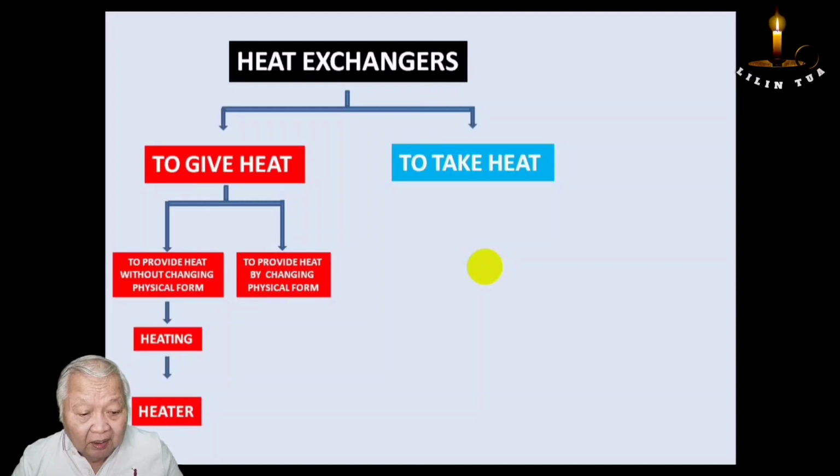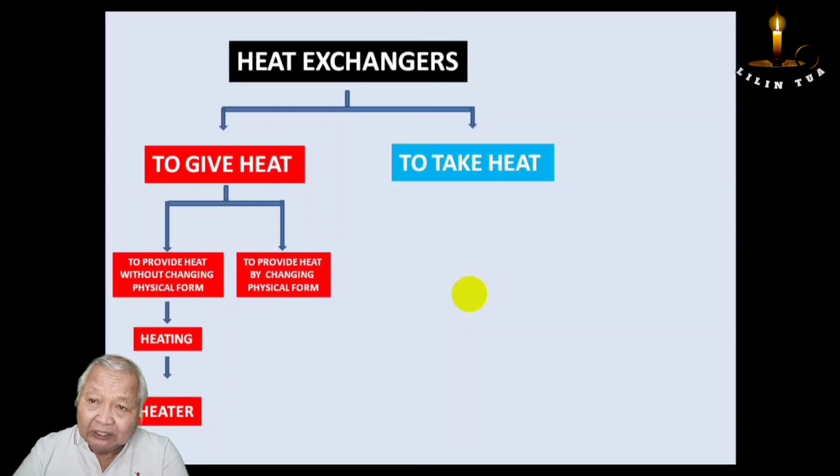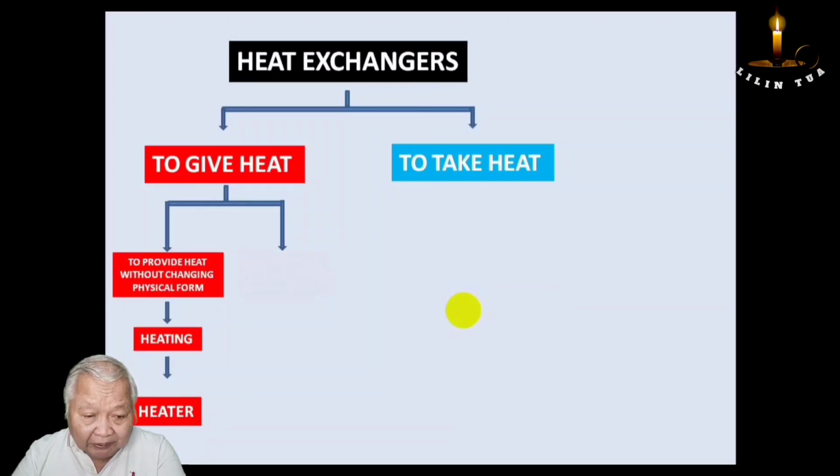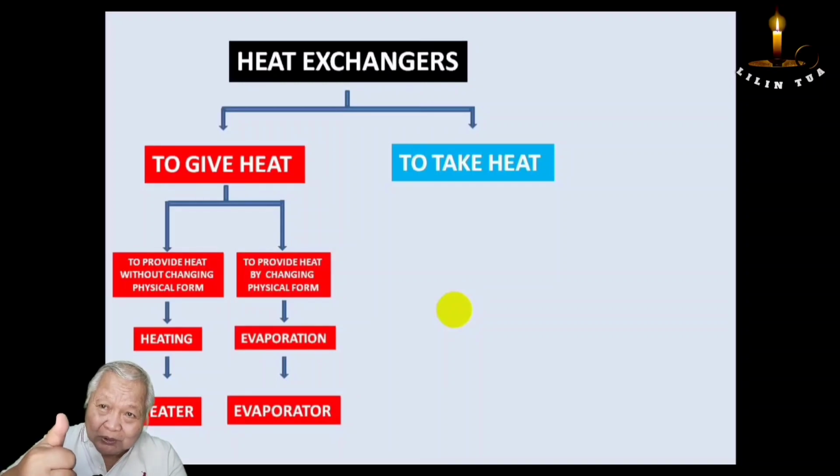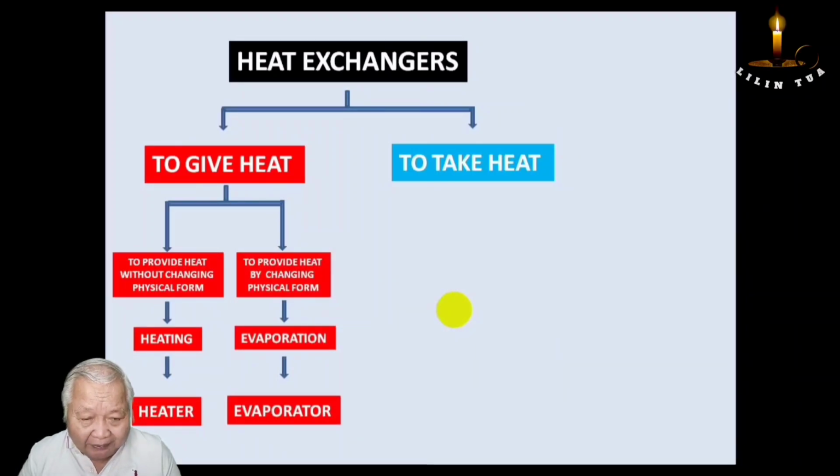A heat exchanger that gives heat by changing its form is one whose heat is not given to increase the temperature of the medium, but to change the physical form from a liquid into a vapor or gas. This event is called latent heat transfer. Furthermore, the event produces what is called evaporation. Therefore, this heat exchanger is called an evaporator. So we now know the heater and the evaporator.